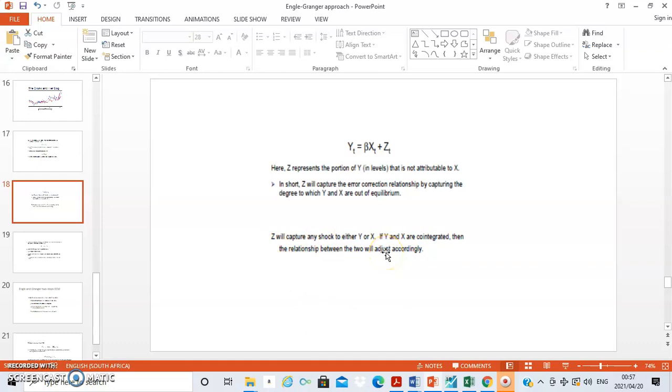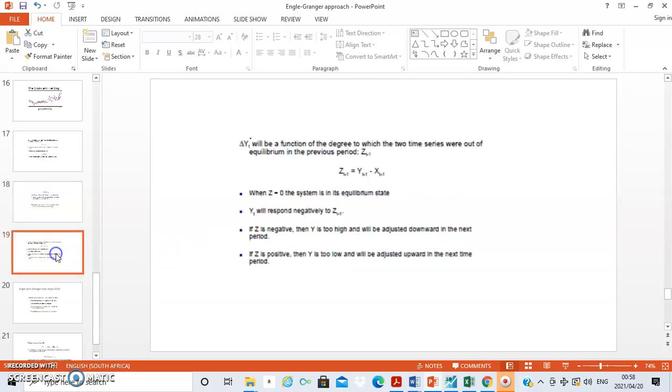Okay, so if we take the drunkard and her dog, z will capture the shock, either in y, the dog, or x, the drunkard. If they are co-integrated, then the relationship between the two will still adjust, because if the dog belongs to the drunk, they will still have some co-movement in terms of how they move along, and that's why those two curves are likely to have some co-movement.